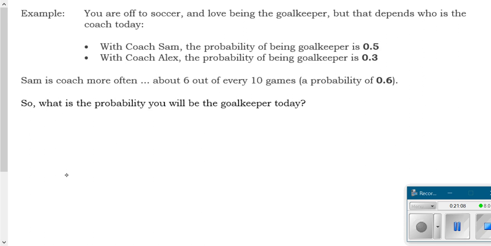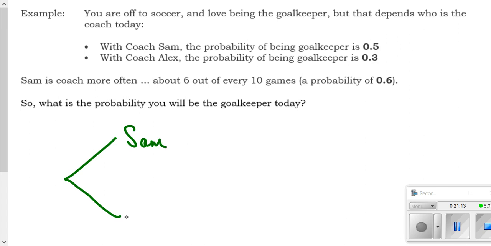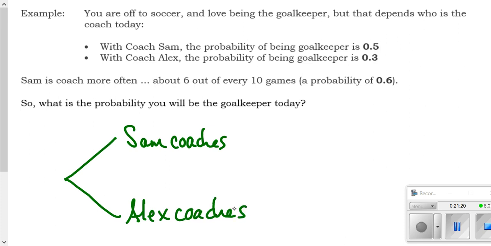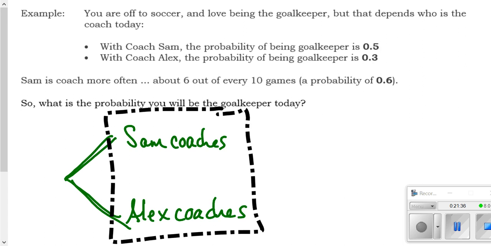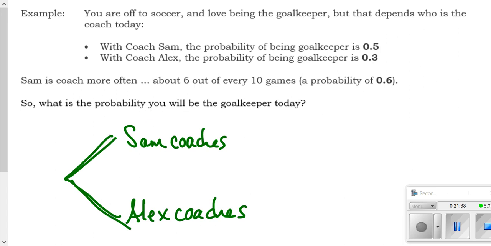Okay, so the two coaches are Sam and Alex. You see, I start out here with a pair of branches because there are two options. If there were three different coaches, I'd have three branches, okay? And this set of branches, this tier of my picture, represents the decision of coach.